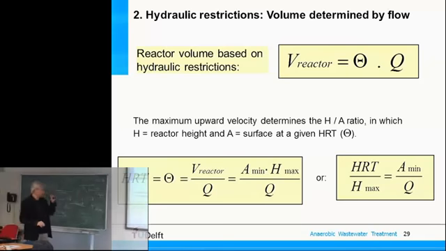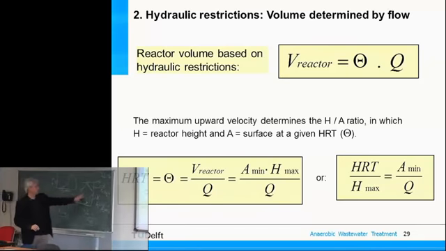So organics is rate determining, but also the upward velocity. If the upward velocity is too high, we wash out the sludge from the system and then we lose our capacity. So there's a restriction on the upward velocity that we can implement.